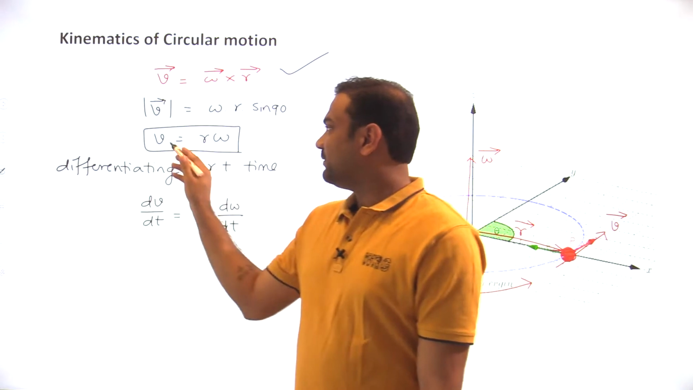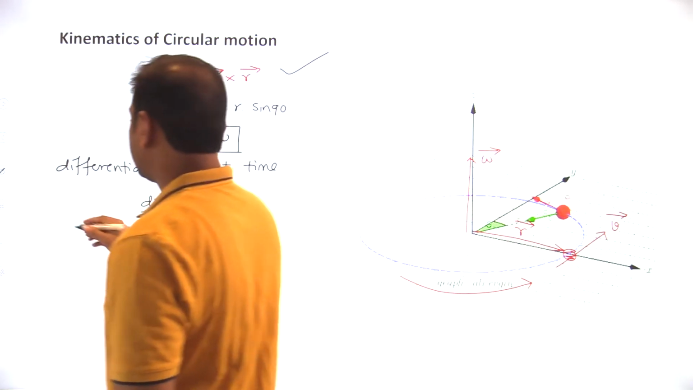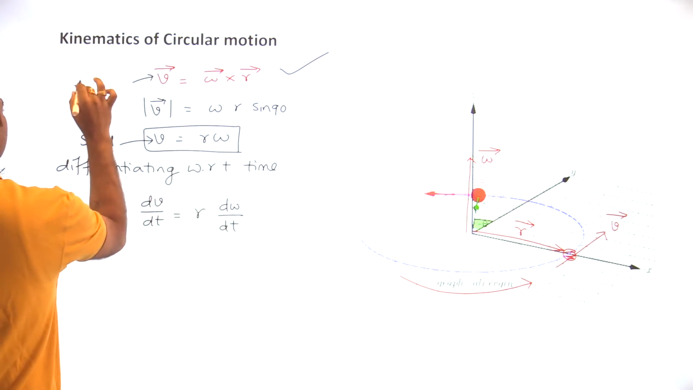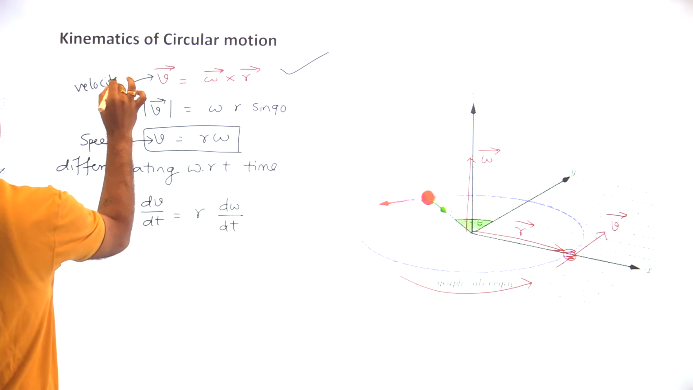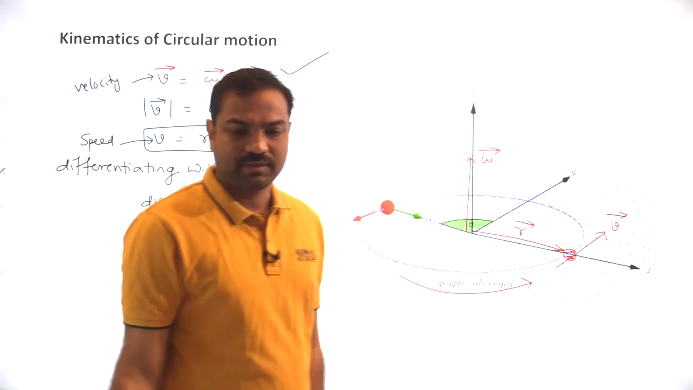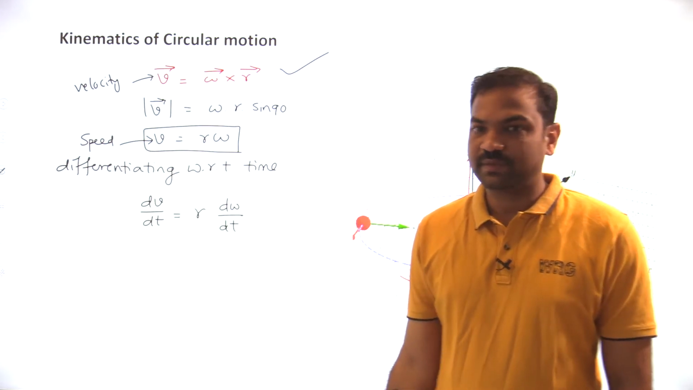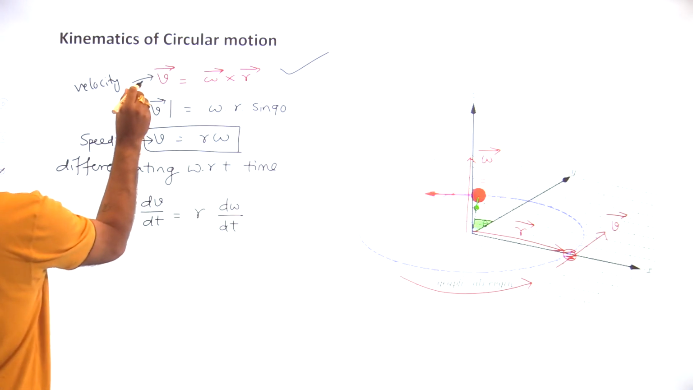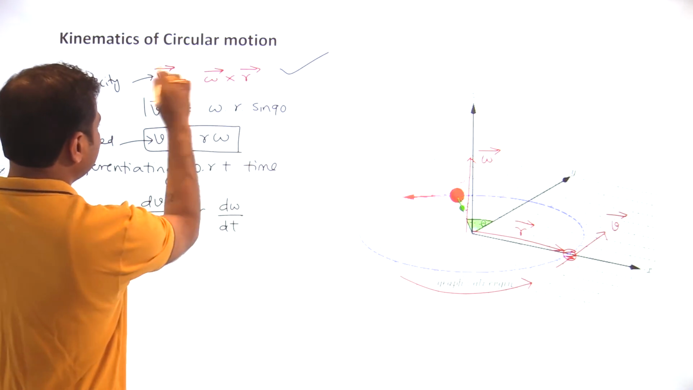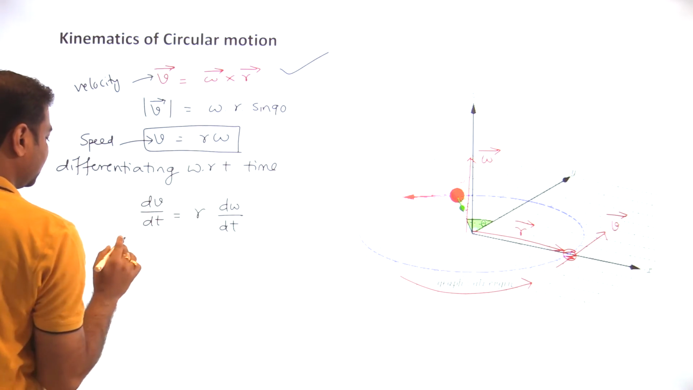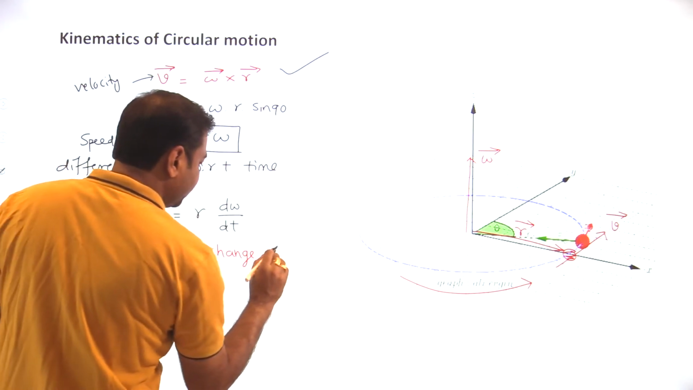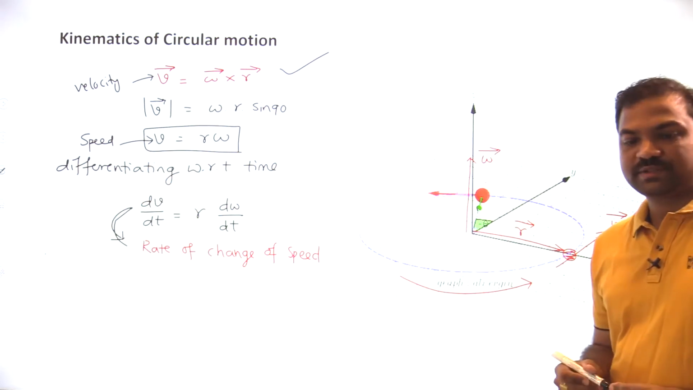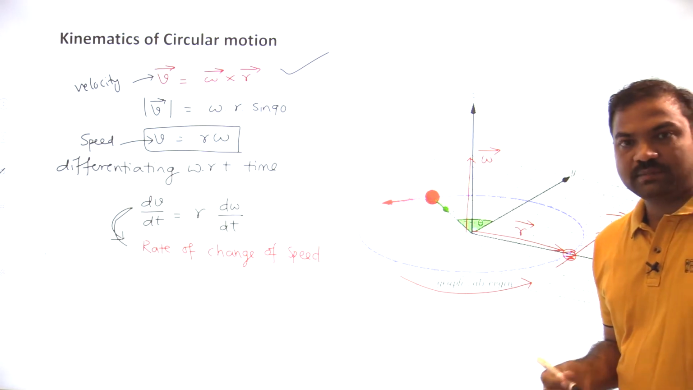Why? Because v is only speed, not velocity. Velocity means this, v bar. Velocity should have direction. In v is equal to r omega, v is only the magnitude. So this is speed and this is velocity. If you differentiate the velocity, you will get acceleration. But this you can write as the rate of change of speed. We are taking it as dv by dt. It's not the rate of change of velocity.